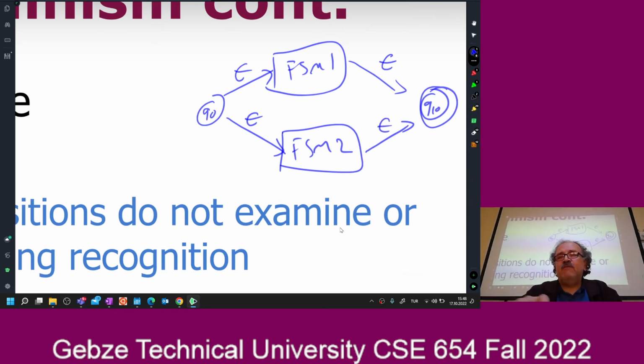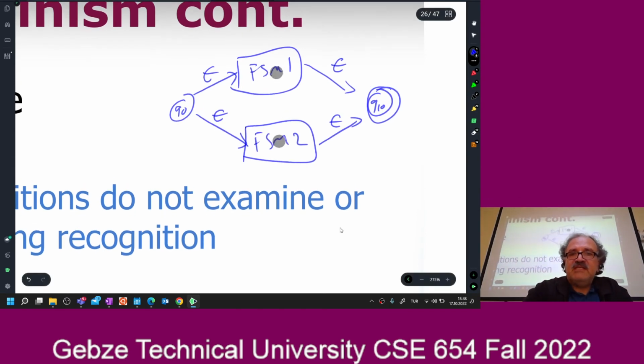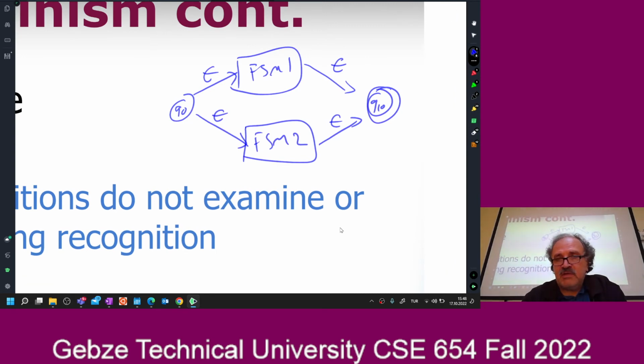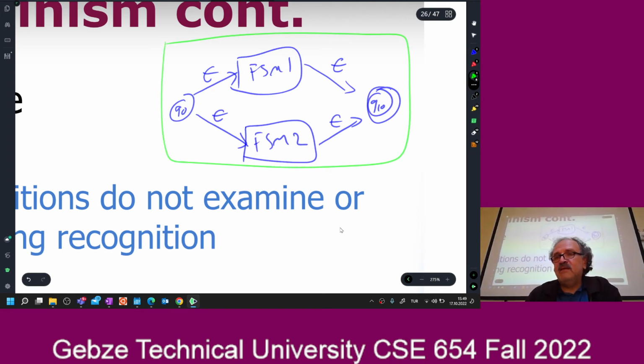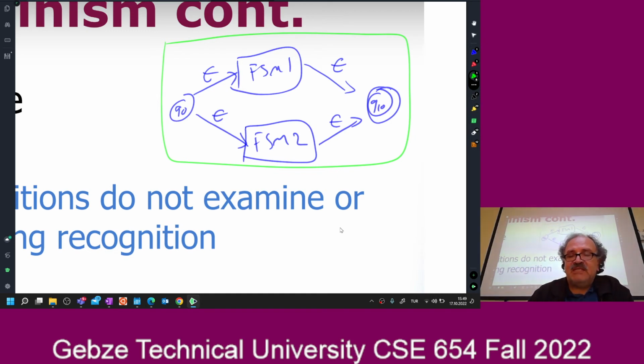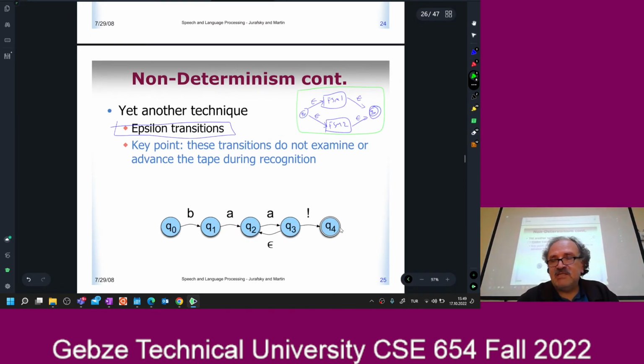So I have a new finite state machine now that can recognize or generate both of these finite state machine words. Very powerful. Again, this whole thing is a non-deterministic finite state automata, and it can be converted to a deterministic finite state automata, and in that case, can be implemented very efficiently. So that's why we like these epsilon transitions a lot.